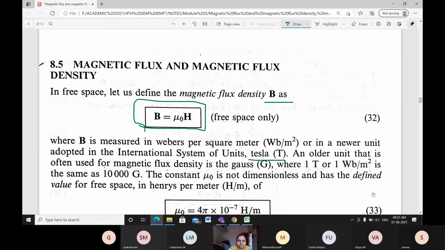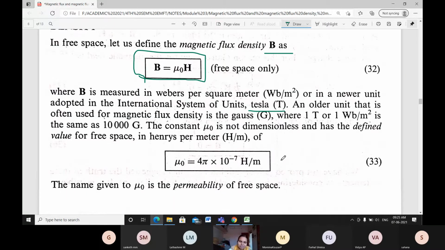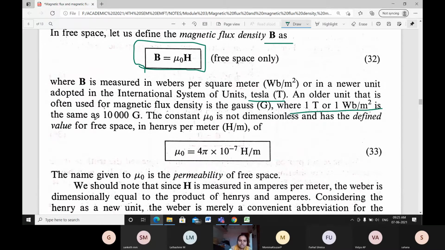An older unit that is often used for magnetic flux density is the Gauss, that is G. One Tesla or one Weber per meter square is the same as 10,000 Gauss. This is the relationship between Tesla and Gauss, or from Weber per meter square to Gauss. Then the constant mu naught is not dimensionless and has a defined value for free space, and it is measured in Henry per meter.